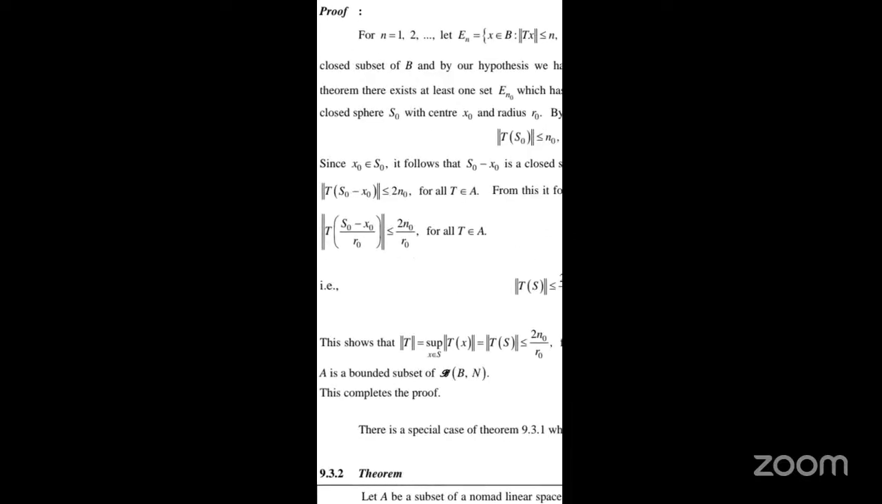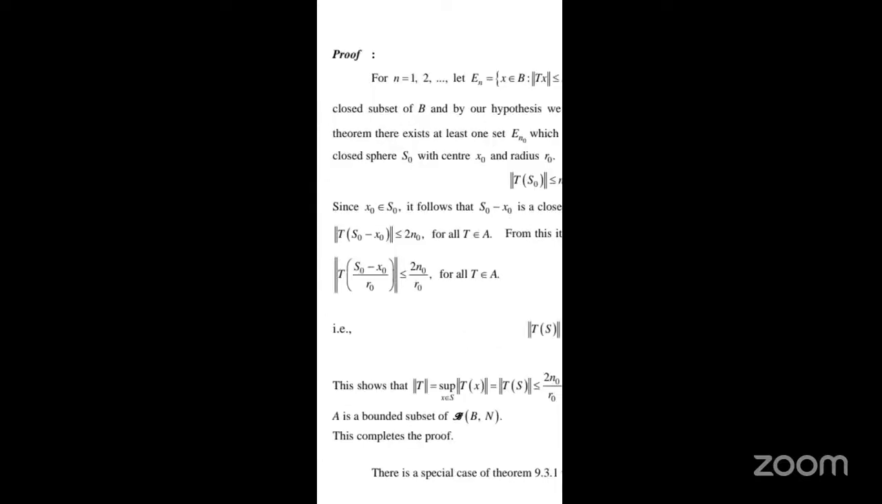That is the simple identification. Already we know that, taking another number of values, replacing n equal to 1, 2 and so on, we define the set En equal to the set of x belonging to capital B such that the norm of Tx is less than or equal to n for all T belonging to capital A. Now clearly, for each n, the set En is a closed subset of capital B.